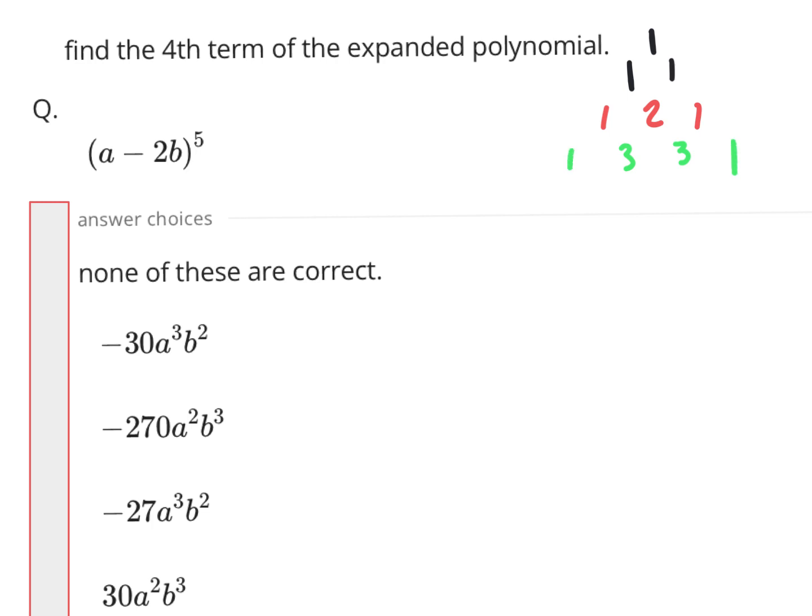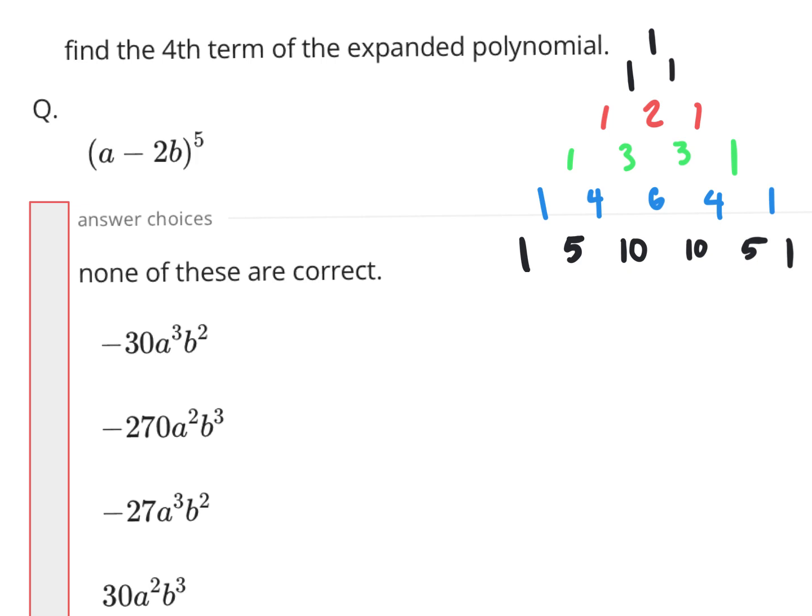And then you add the 1 plus 3, that'll be a 4. You add the 3 plus 3, that'll be a 6. You add the 1 plus 3, that'll be a 4 again. And of course, you put 1s on the outside again. And then you add the 1 plus 4 is 5, 4 plus 6 is 10, 6 plus 4 is 10, 4 plus 1 is 5, and again, 1s on the outside.